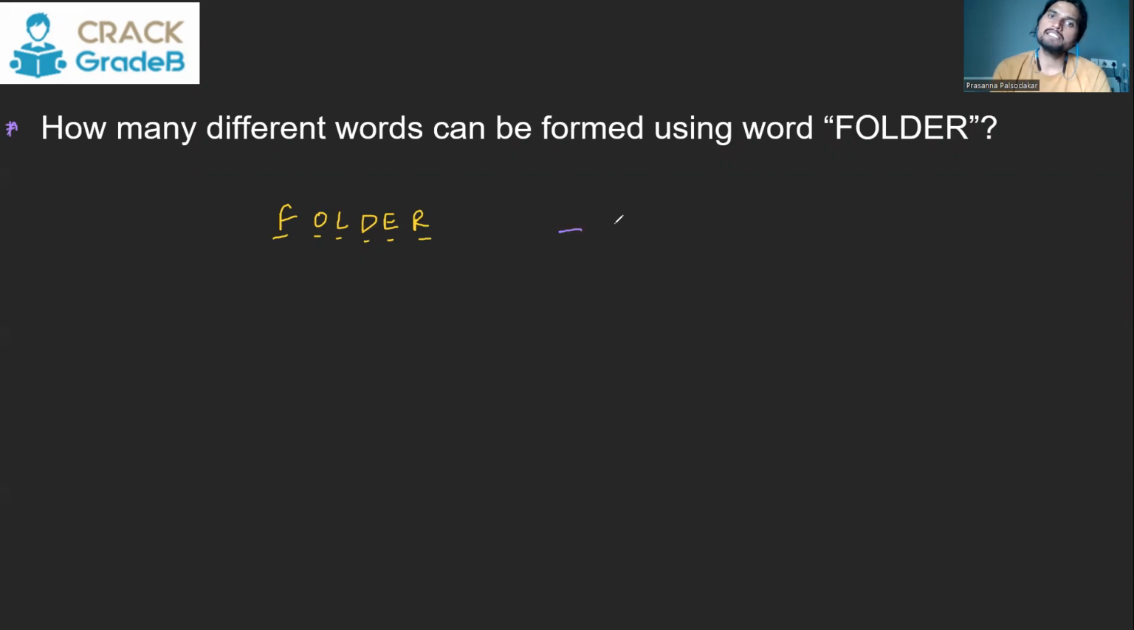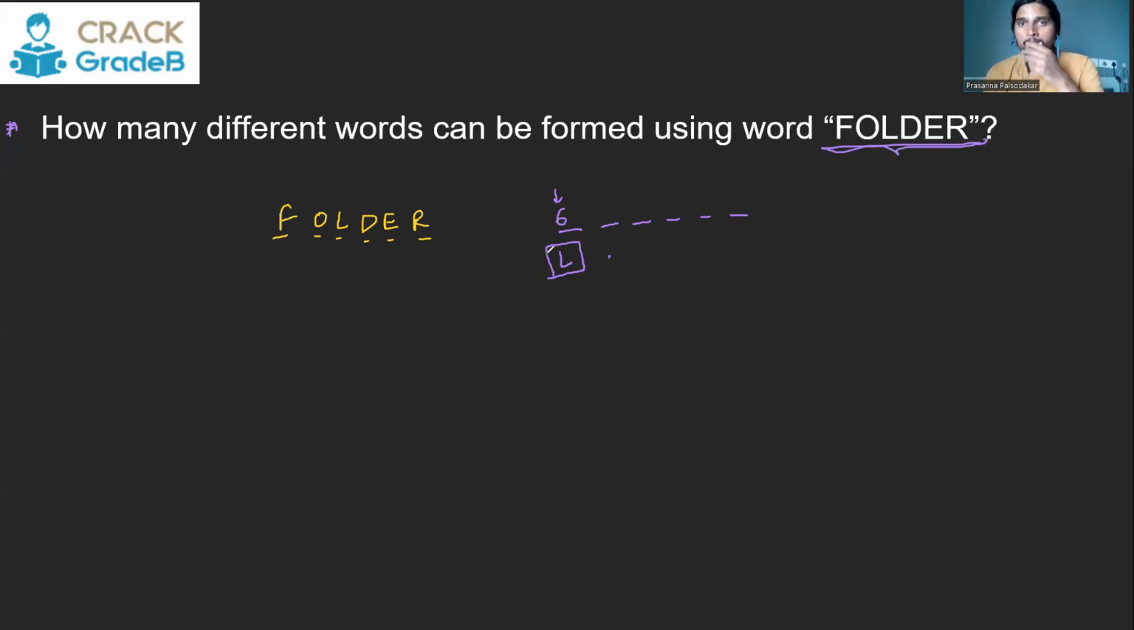That means we have 6 places. On the first place, we have 6 choices. You can put either F or O or L, D, E, R. That means 6 choices. Say you put L here. Can you put L here again? No, because you have to use all 6 letters to form 6-letter words.